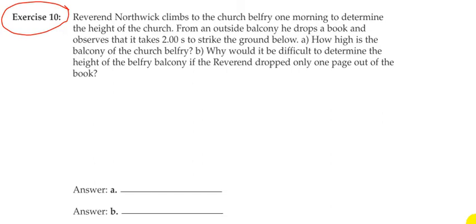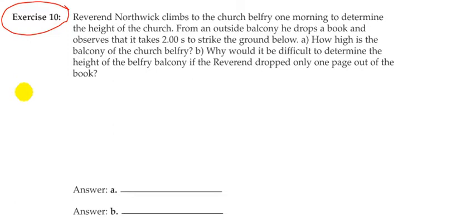This is part 2 of the Chapter 4 Math podcast, and we're going to do exercises 10, 11, and 12, and I'm going to skip exercise 9. So the first one we're going to look at is: Reverend Northwick climbs to the church belfry one morning to determine the height of the church. From an outside balcony, he drops the book and observes that it takes 2 seconds to strike the ground below.